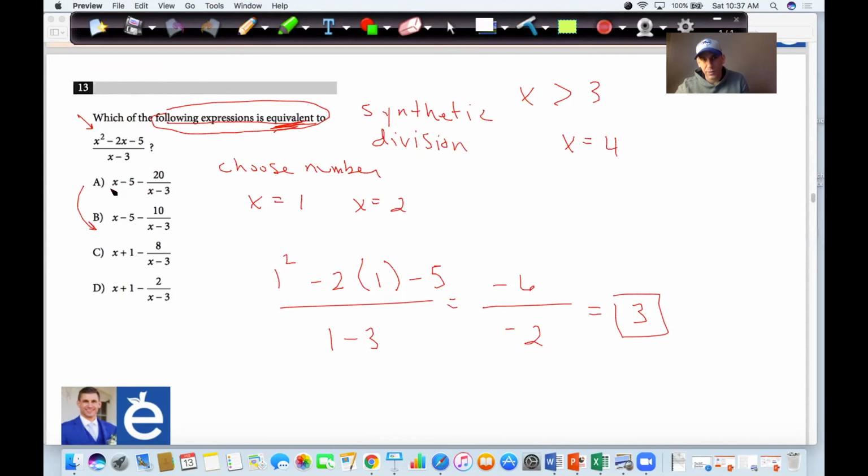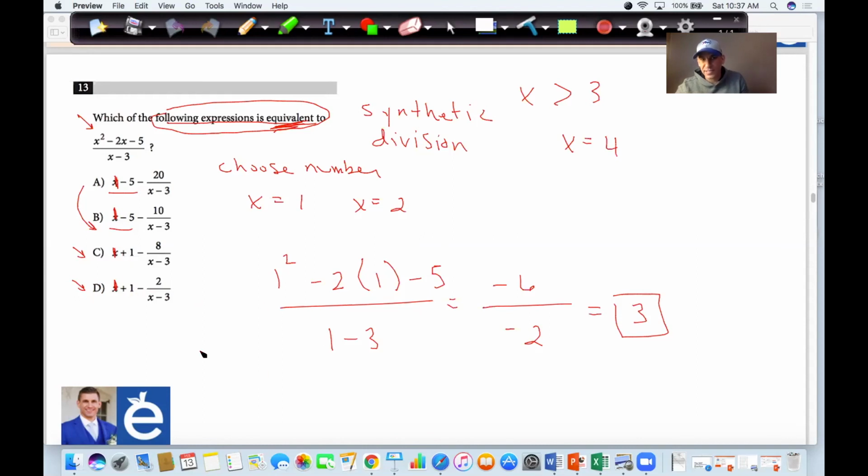If I look at my answer choices, I have x minus 5 and x minus 5. If I plug in a 1 here and a 1 here, I'm getting much further away from 3. So I'm actually going to start with C and D first, because if I plug in a 1 here and a 1 here, I then get 2, right? So I get 2 and then 2, as I plug this in.